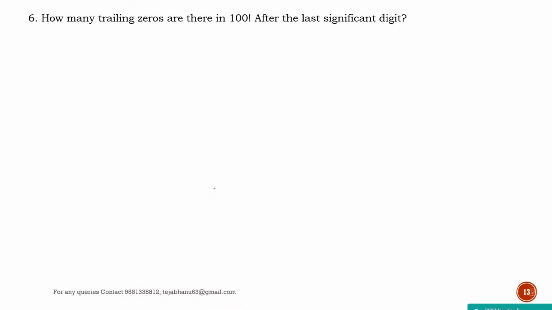Sixth question. How many trailing zeros are there in 100 factorial after the last significant digit? They are asking about the trailing zeros. Trailing zeros means the repeating zeros. How many repeating zeros are there in 100 factorial after the last significant digit? That is what he asked.